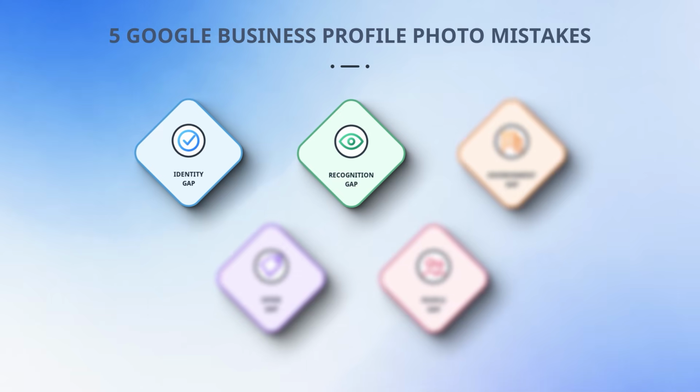Mistake 2 is a recognition gap. For a customer-facing location, look for exterior photos from the directions people commonly approach. Include signs, entrances, and nearby visual cues without exposing sensitive information.